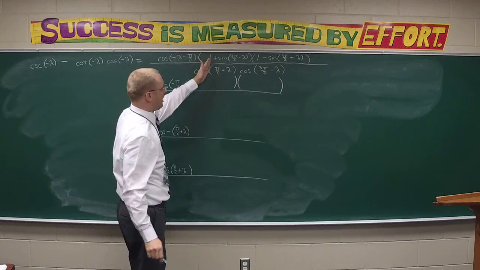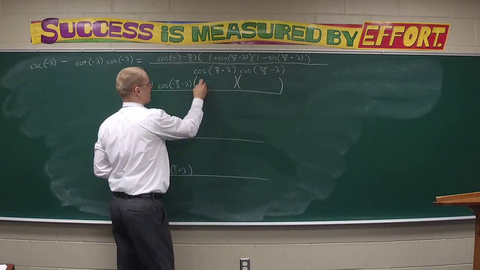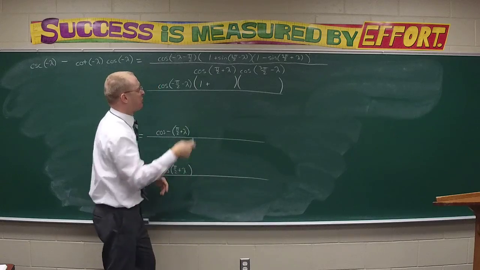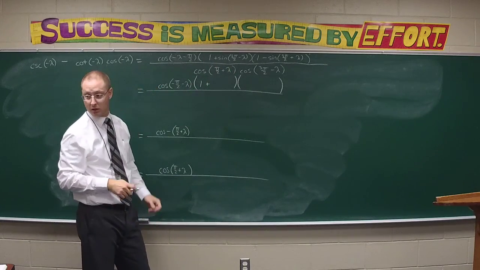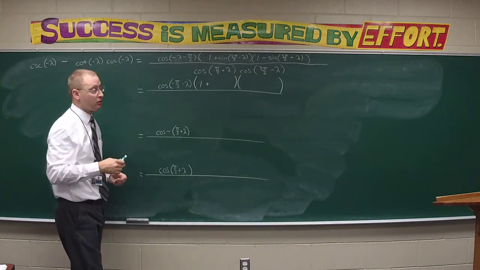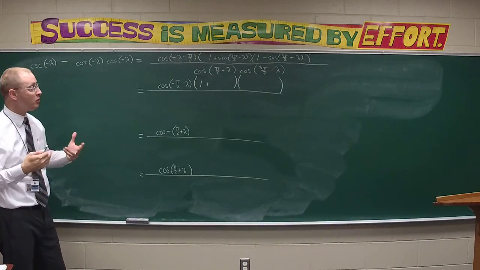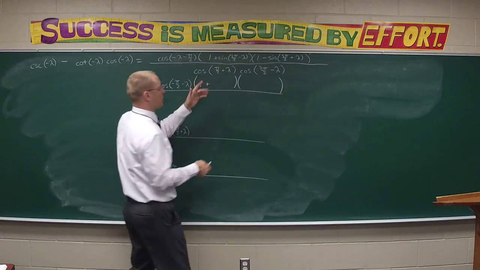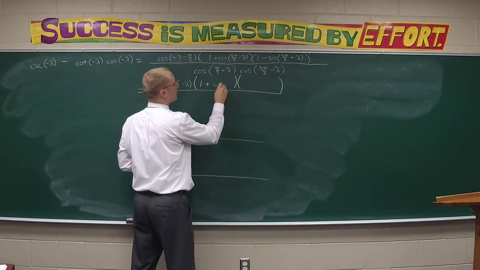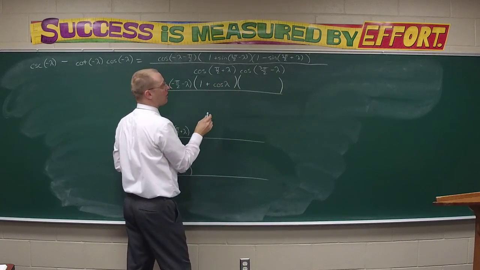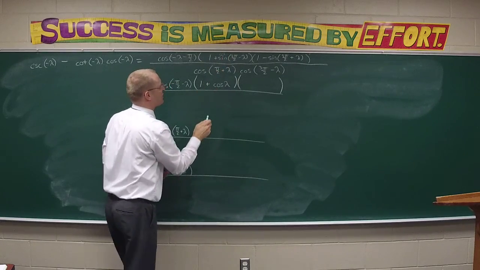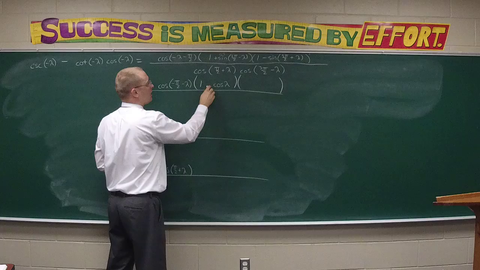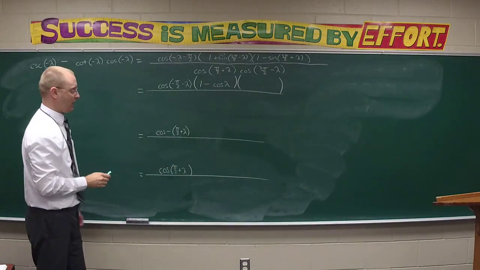I've got a 1 plus sine of 3 pi over 2 minus lambda. Let's make that 1 plus, let's see, 3 pi over 2. Cofunction, so let's make this the cosine of lambda. What quadrant? Quadrant 3. And if it's quadrant 3, that means we actually need not a positive here, but a negative. So 1 minus cosine lambda.